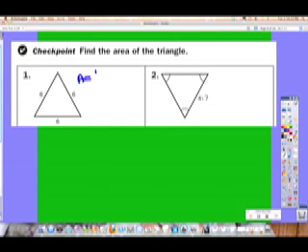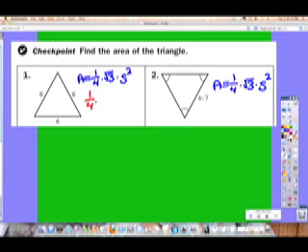Okay, so the first one, the sides are 6, right? So 1/4 times the square root of 3 times 6 squared. Guys, what's 6 squared? So take the 36 and just divide it by 4. So what's 36 divided by 4? Alright, so final answer could just be 9 square root of 3.